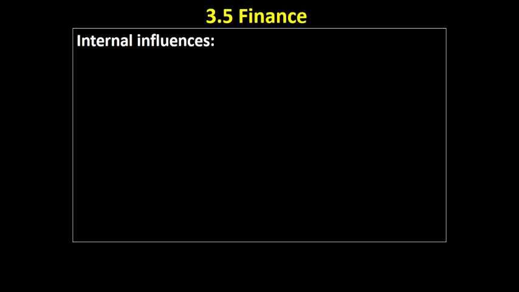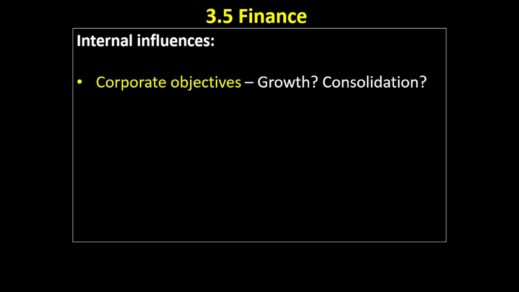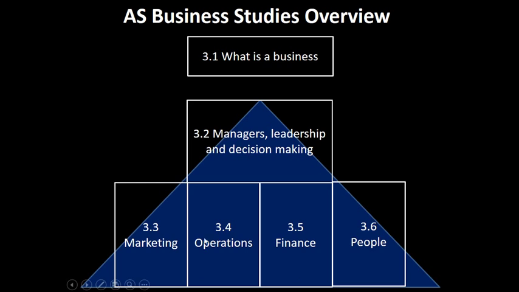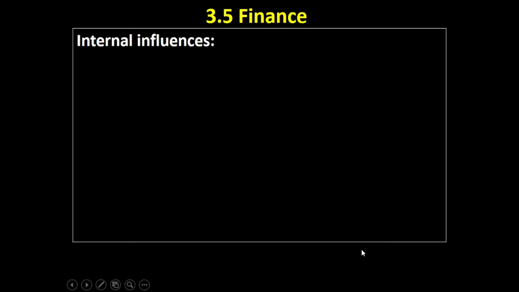So what are the internal influences on the financial objectives? Well, the most obvious is the corporate objective. A good financial objective should spring from the corporate objective to enable the business to achieve that goal. But as I stated in the first video, you've also got to be aware of how the objectives of the other departments may have an influence on the financial objective.